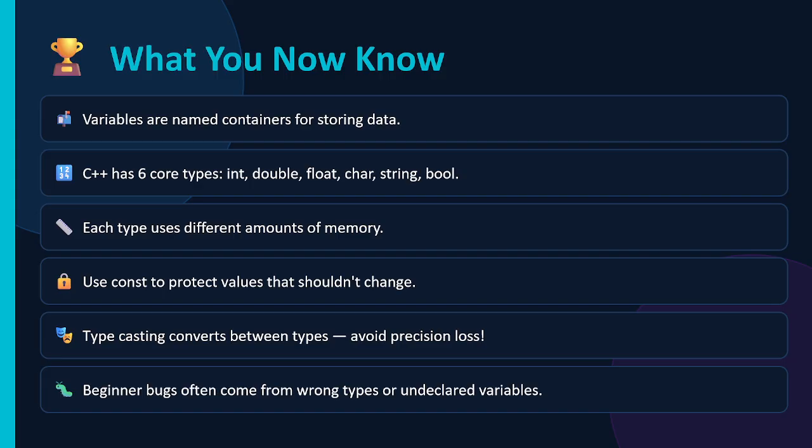Recap. Variables are named containers for data. C++ has 6 core types: int, double, float, char, string, and bool. Each type uses a different amount of memory. Use const to protect values that shouldn't change. Typecasting lets you convert between types. Watch out for precision loss on that. And most beginner bugs come from using the wrong type or forgetting to declare a variable first.